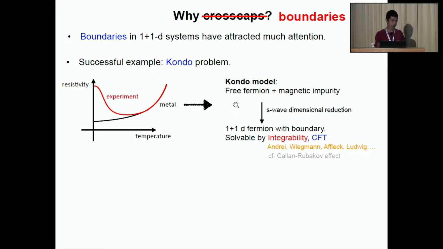This model by itself is 3+1 dimensional. But if you focus on the S-wave scattering of free fermions, you can do the dimensional reduction and map it to a 1+1 dimensional fermion with a boundary. Furthermore, this system can be solved by integrability or CFT, and there has been a lot of progress on this topic. Let me also just say that the same kind of physics also governs the famous Callan-Rubakov effect, which is about the scattering of an electron against a monopole.